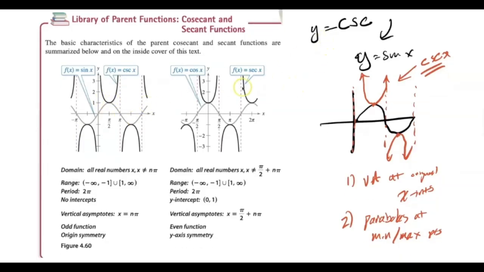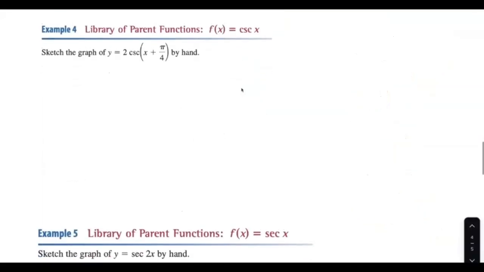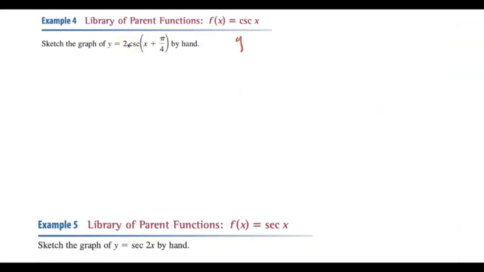If you want to graph cosecant and secant, you just graph sine and cosine and then jazz it up, adding vertical asymptotes and parabolas to it. That's it. Let's do a couple examples. So this one's cosecant. We're basically going to graph y equals 2 sine of (x plus pi over 4), like that.